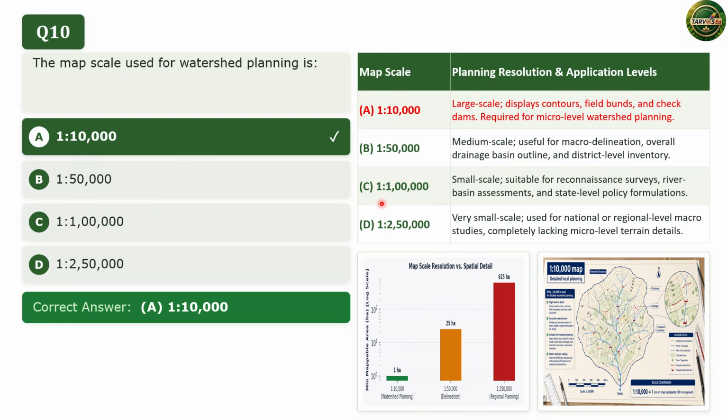In case of 1 is to 1 lakh, 1 centimeter on the map will cover 1 kilometer on the ground, so it is used for state level policy formulations. In case of 1 is to 2,50,000, 1 centimeter on the map will cover 2.5 kilometers on the ground area. It will be useful for regional level macro studies. So don't confuse large scale with large denominator. Both are different. As the denominator increases, the detailing will decrease. So a large scale map means the denominator will be less.